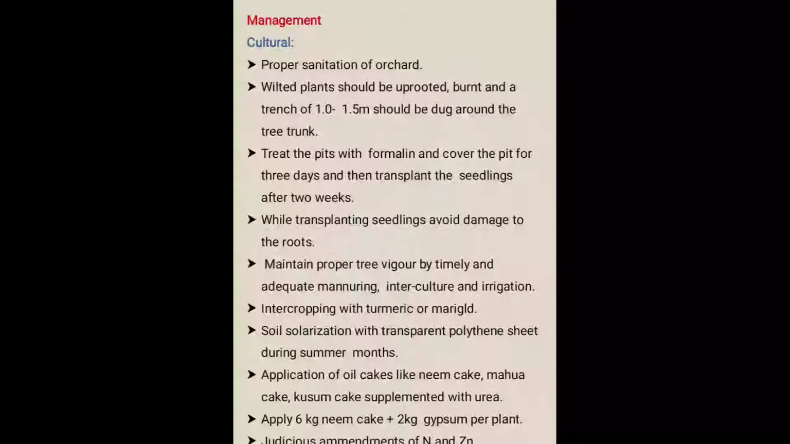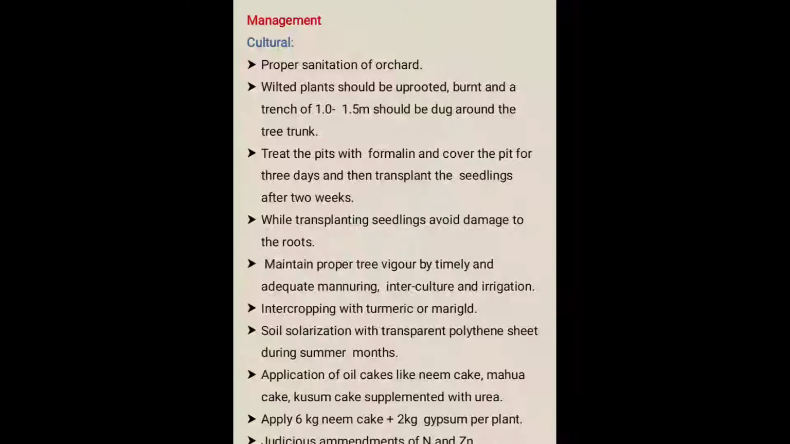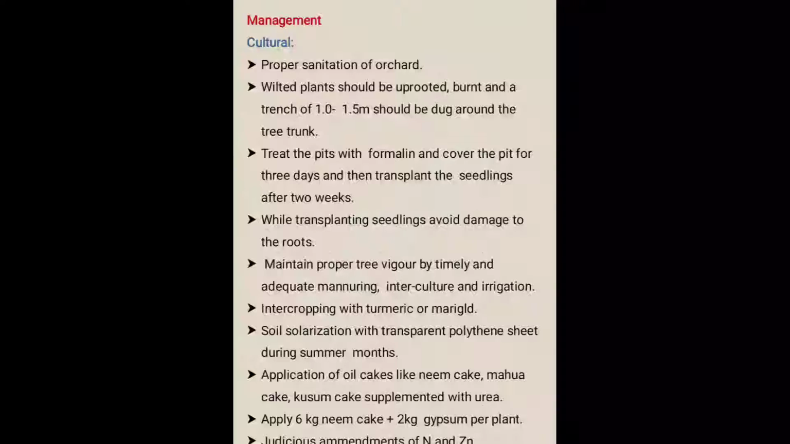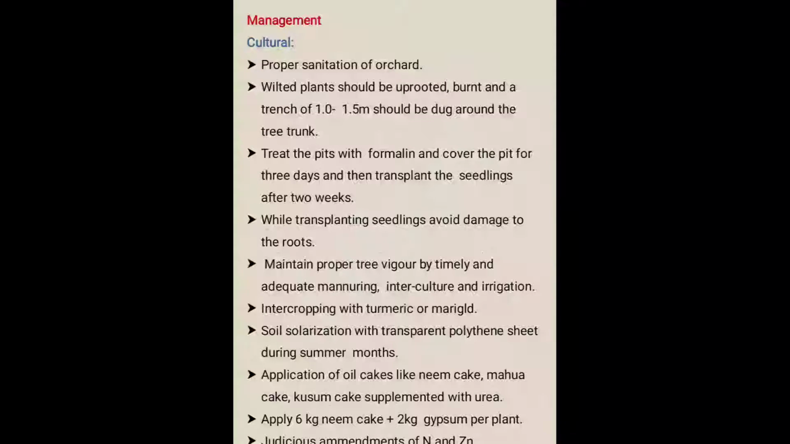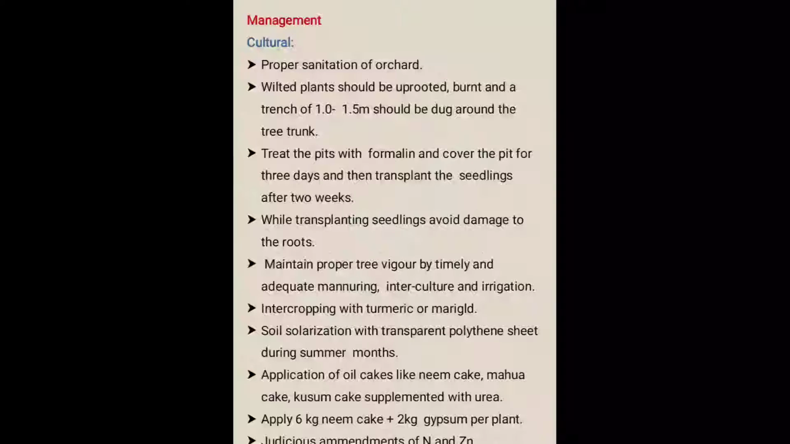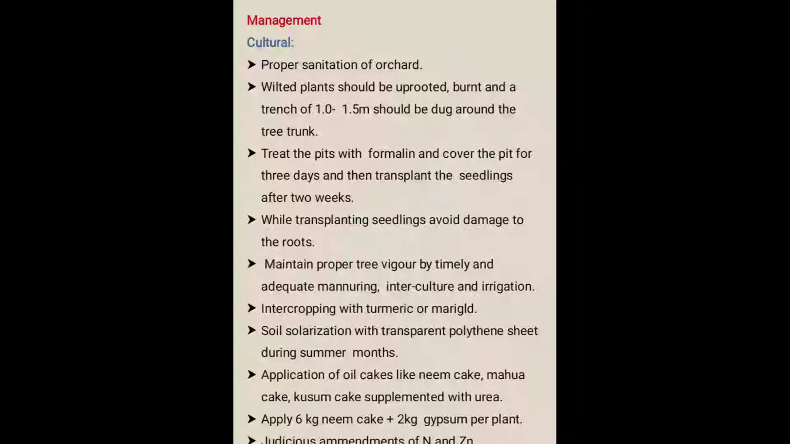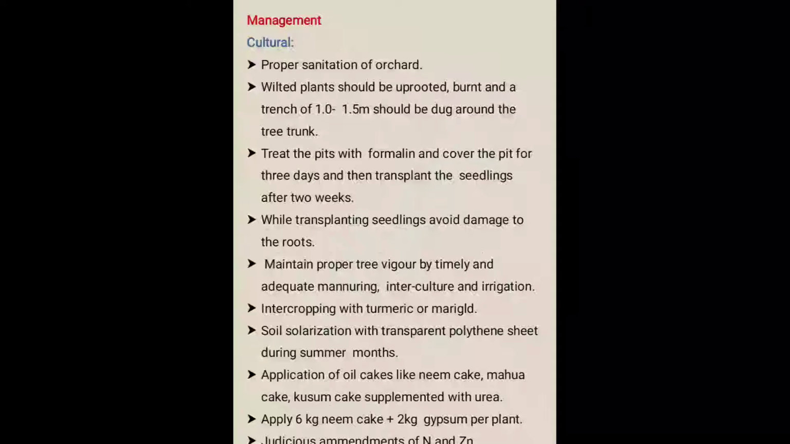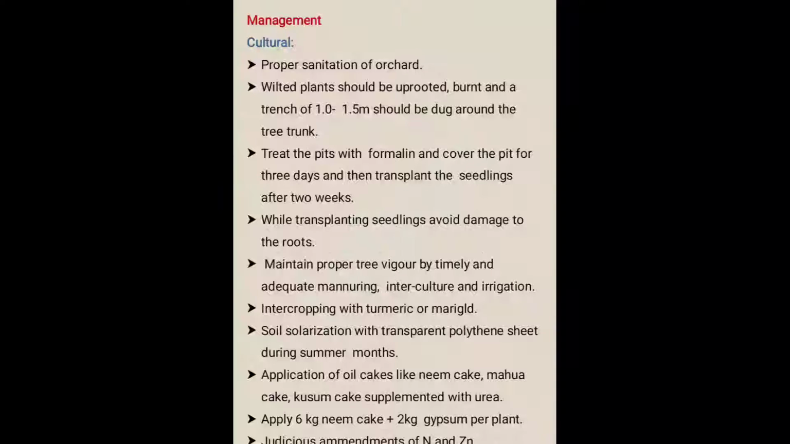So let me see the management practices. It is cultural, proper sanitation of the orchard. As we know, it is a fungus and it is a soil-borne fungus that may be retained for a longer period in the soil. That's why the farmer must keep his orchard disease free. Means what? Regularly collect and destroy plant parts from the field.